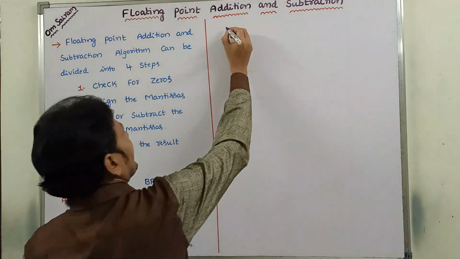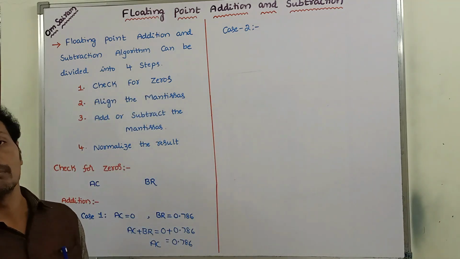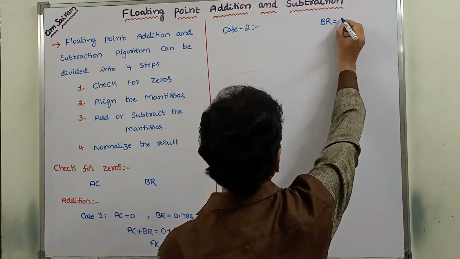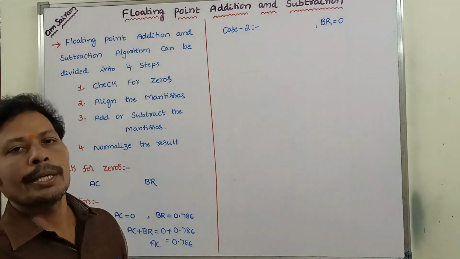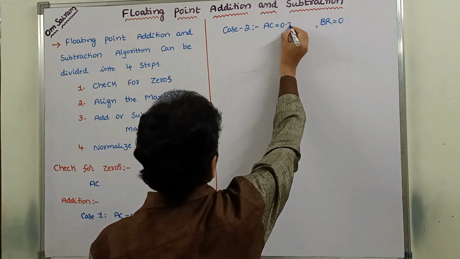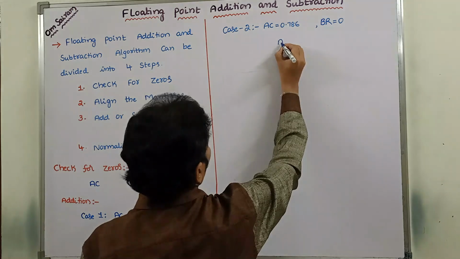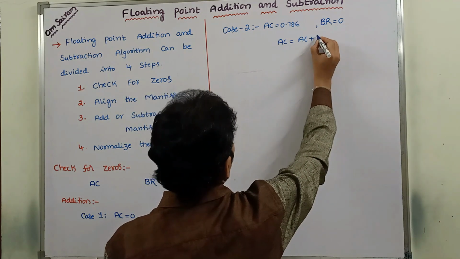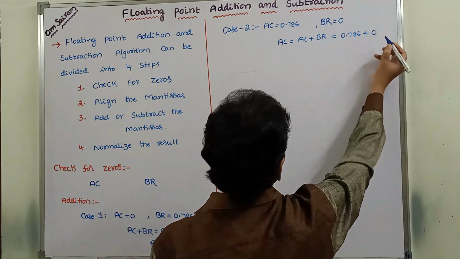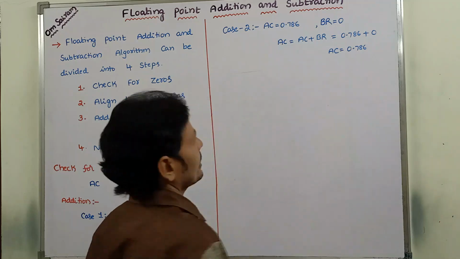This value is stored in the AC register. Next, in the case of addition, the second case is, suppose the second floating point number value is 0. That means the second floating point number is stored in the BR register. Its value is 0. The first floating point number contains a non-zero value. That means AC contains a floating point number that is a non-zero value. Now we have to perform the addition operation. AC is equal to AC plus BR. AC value is 0.786 and BR value is 0, that is 0.786. This value is stored in the AC register.